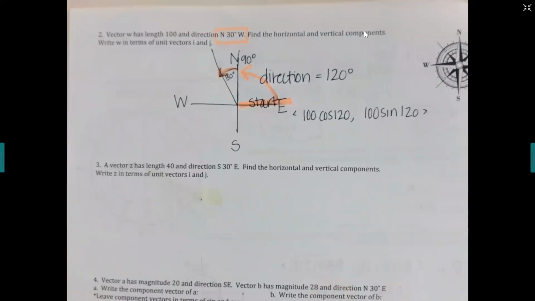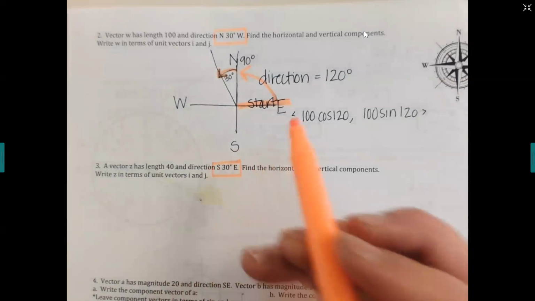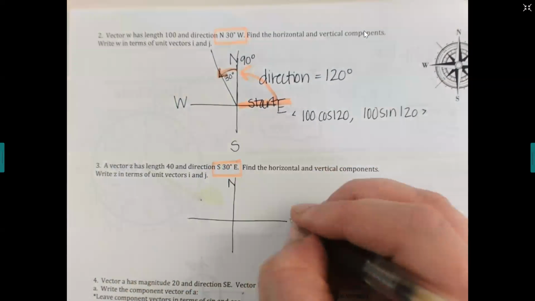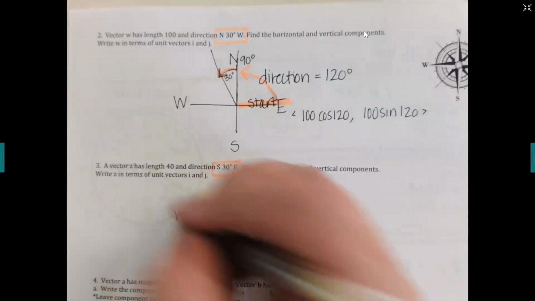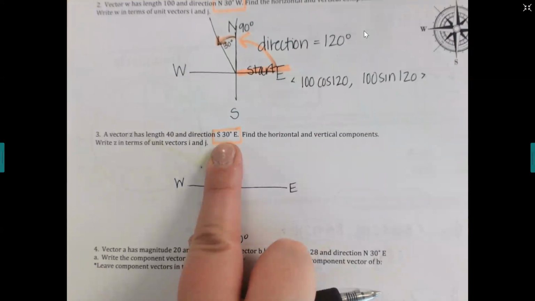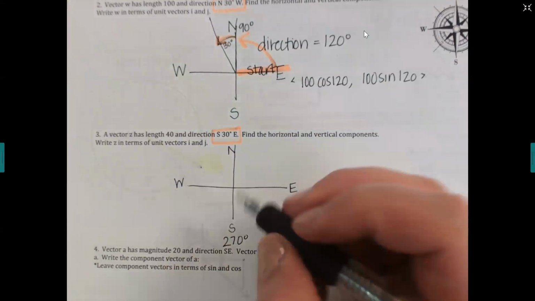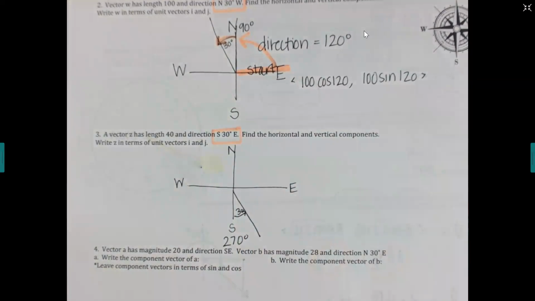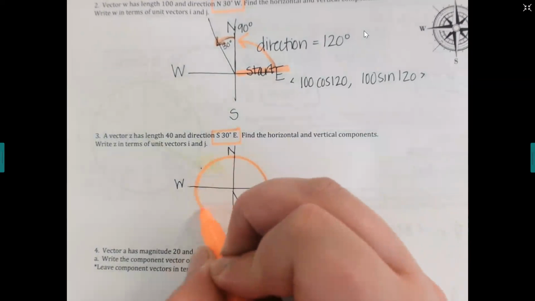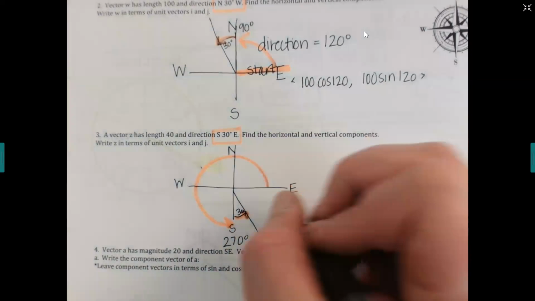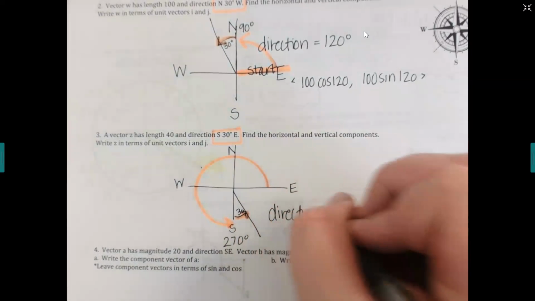Next one says we're doing south 30 degrees east. So draw your little compass. Which way am I going to start off pointing? South, which is how many degrees? It was 270. But then which way am I going to tilt 30 degrees? Towards east. So east is over here, then I want to go 30 degrees this way. What would my direction be if I rotate all the way around to 270 and then 30 more? 300. You get how to do it? Not too bad. So your direction would be 300.